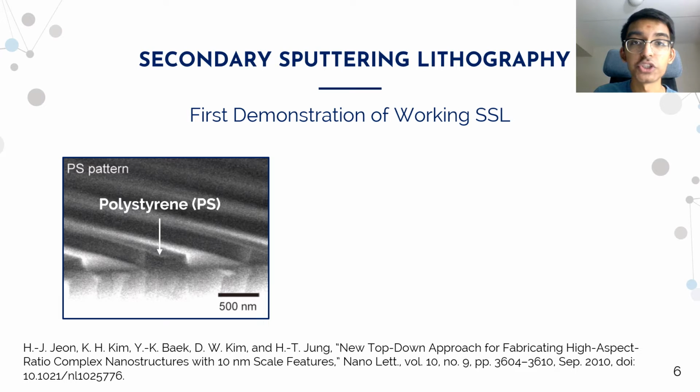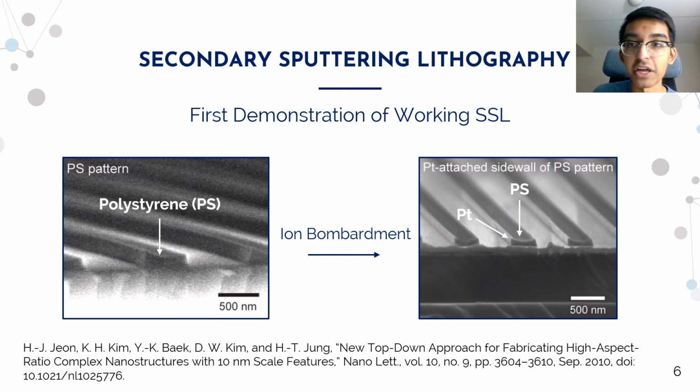The authors also showed SEM images of various stages in the fabrication process. This image shows the step after the PS line pattern is made on the platinum-coated silicon wafer after applying a PDMS stamp. So you have your polystyrene pattern. Once the argon ion milling bombardment process is performed, the target platinum layer is selectively etched and simultaneously deposited onto the PS sidewall surfaces, as shown here.